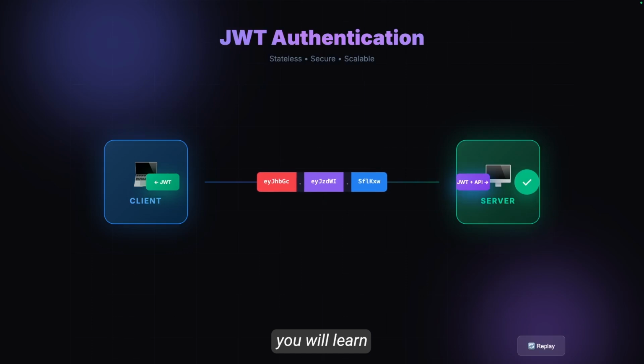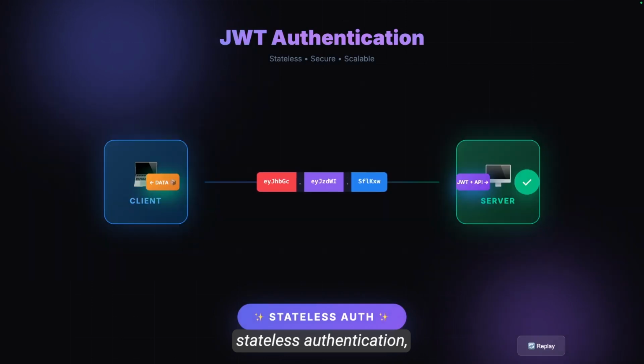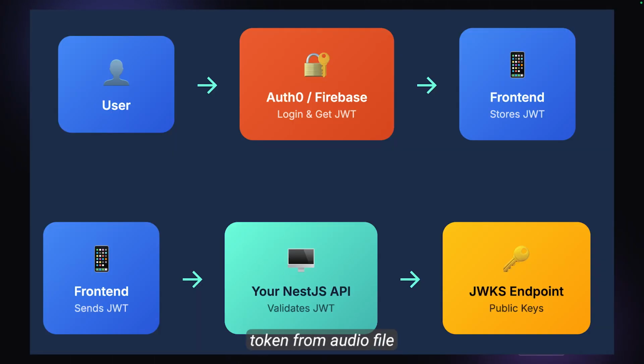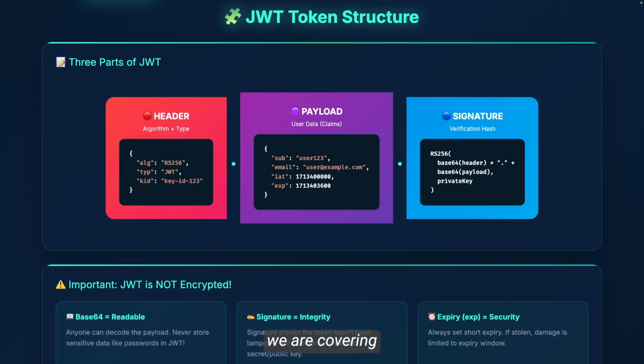In this video, you will learn exactly how JWT works under the hood, why it is called stateless authentication, how it validates tokens from Auth0, Firebase and other providers, and the RS256 algorithm and why it matters. So the first thing we are covering is the three parts of JWT: header, payload and signature.